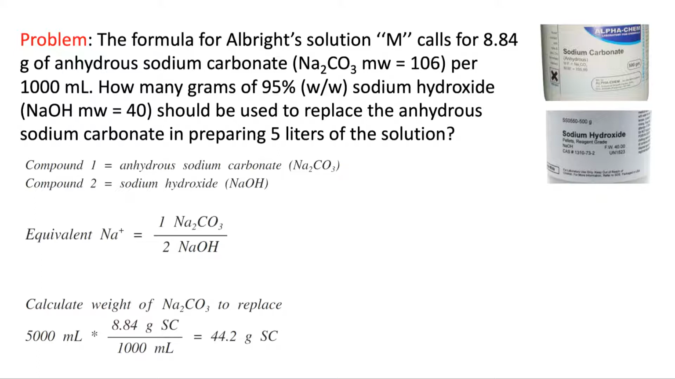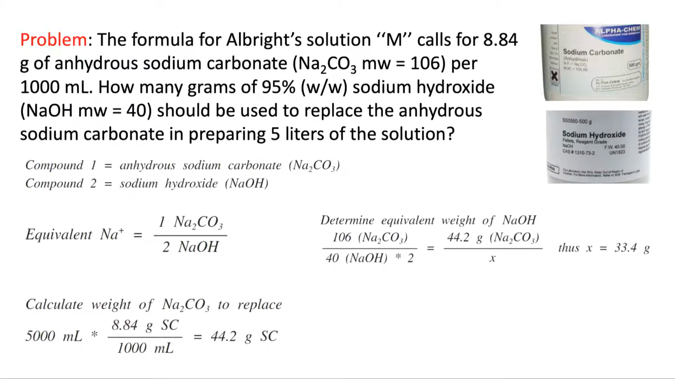The important question is, what would be an equivalent amount of sodium hydroxide to replace the sodium from the sodium carbonate? So let's set up our molecular weights. Let's set up our proportions. So on top, we're going to have what was originally called for in the formula, which was sodium carbonate, and its molecular weight of 106. Down below there, we're going to put the molecular weight of what we're replacing it with, which is sodium hydroxide, which we said was 40.